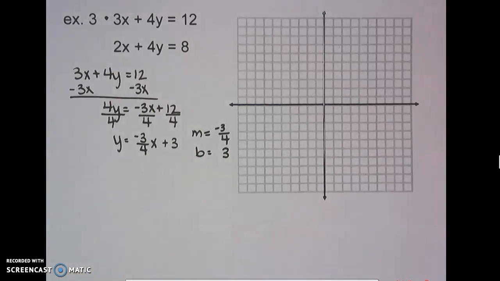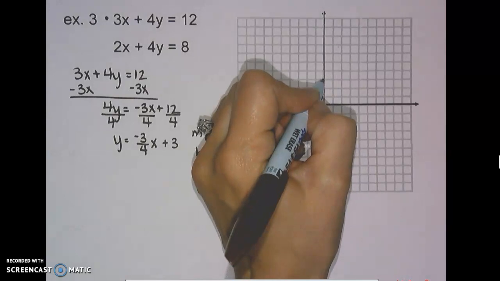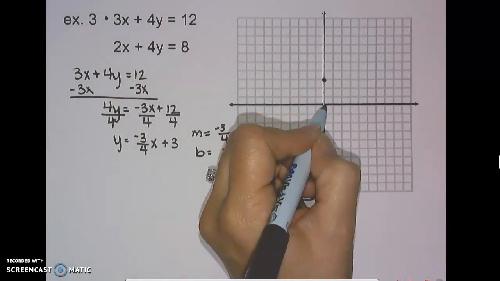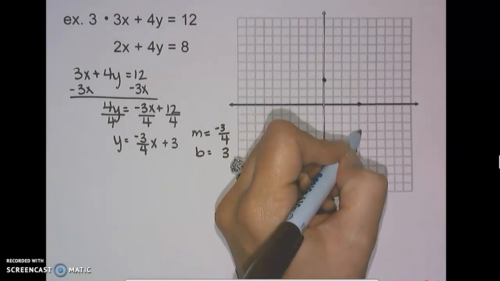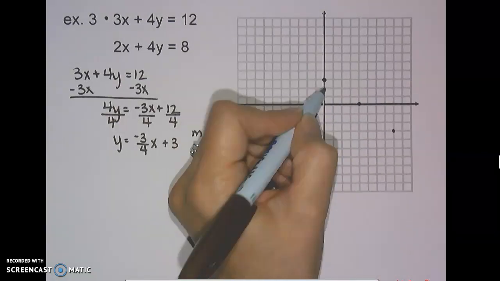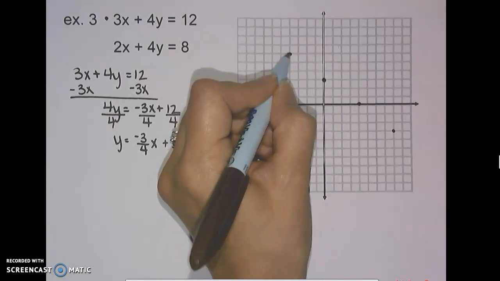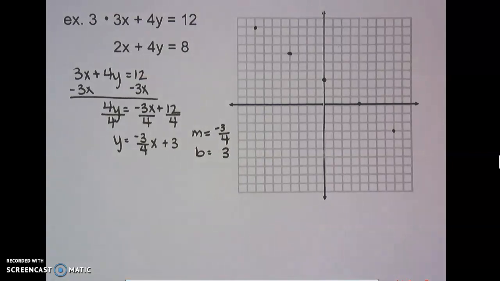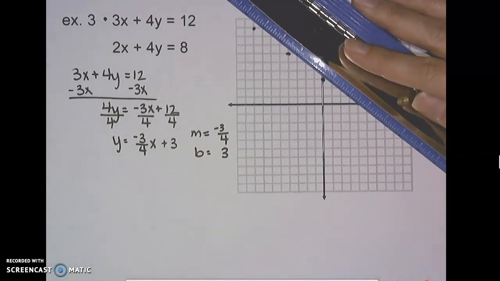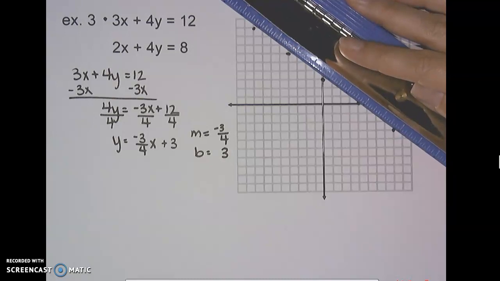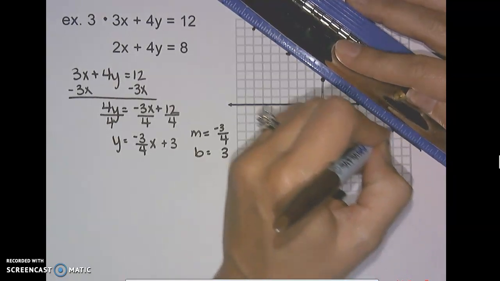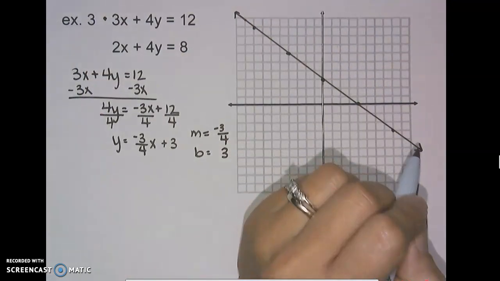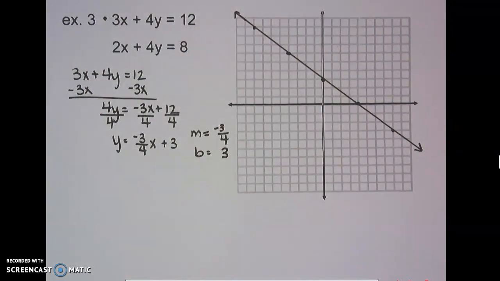Now we're ready to plot this. Okay, begin with b. Slope is next. So down 3, right 4. Down 3, right 4 again. I'm going to make as many points as possible on this first one. Okay. And then we're going to connect these with a solid line. And then we're going to go on to the next equation.